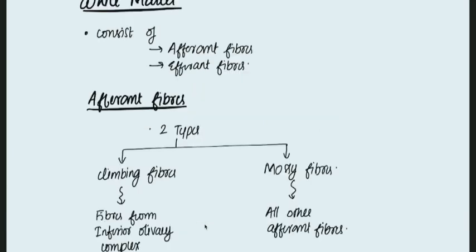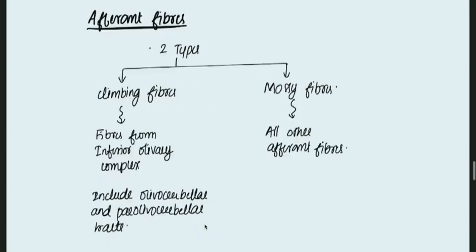The white matter of cerebellum can be discussed as afferent and efferent fibers. The afferent fibers are of two types. They are the climbing fibers as well as the mossy fibers. The climbing fibers originate from the inferior olivary complex, and all other afferent fibers which do not originate from the inferior olivary complex are known as the mossy fibers. So the climbing fibers which originate from the inferior olivary complex consist of two tracts. They are the olivocerebellar tract and the parolivocerebellar tract.